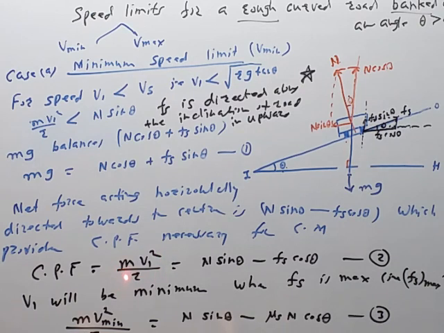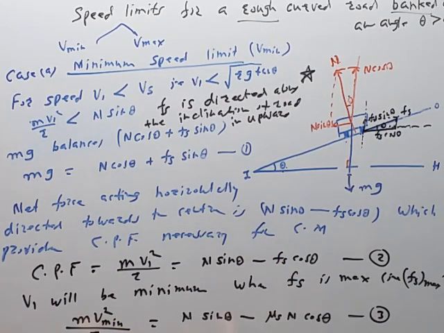So the centripetal force is given by m v1 square upon r, where v1 is the speed that we have considered. So m v1 square upon r is equal to N sin theta minus Fs cos theta, equation 2. Now we have to find the minimum speed limit. What equation 2 suggests is that v1 will be minimum when Fs is maximum, because it is a minus term, and Fs has a maximum value equal to mu s into N, where N is the normal reaction. So substitute this value of Fs in this equation and in this equation also.